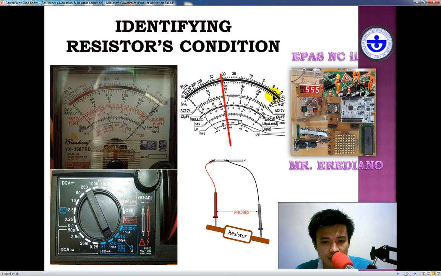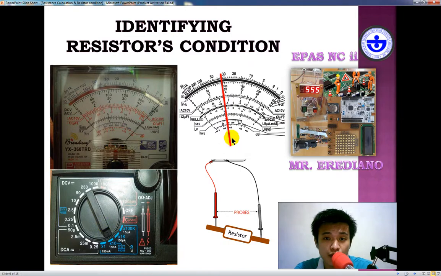Now in here also, for example, this is the meter and this is the position of the needle pointer. Then all you need to do is calculate the reading based on these lines in here. You have to calibrate what the equivalent reading is. Of course, you also have to consider the multiplier that you use in your range selector.